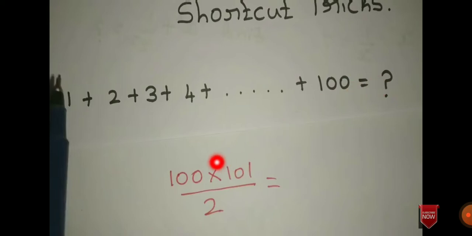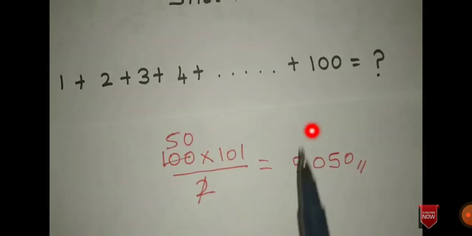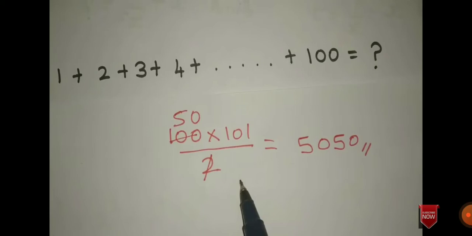successive next number. So 100 is the last number, next number is 101. So 100 into 101 divided by 2. The next step is you have to cancel. Just cancel the 100 by 2. So we will have 50. If you multiply 50 into 101, you will get the answer. So 50 into 101 is 5050. So this is the answer.